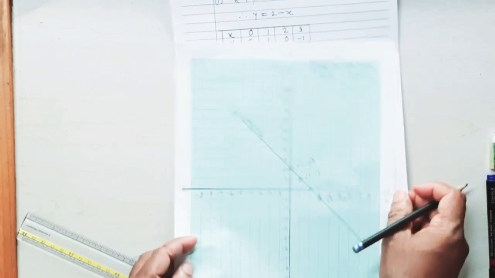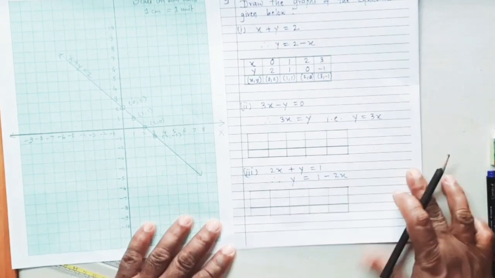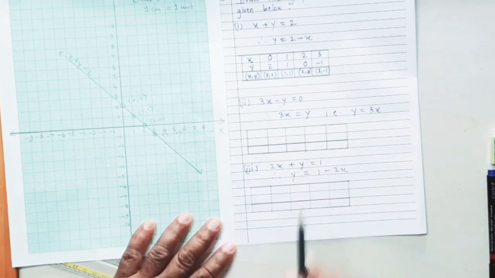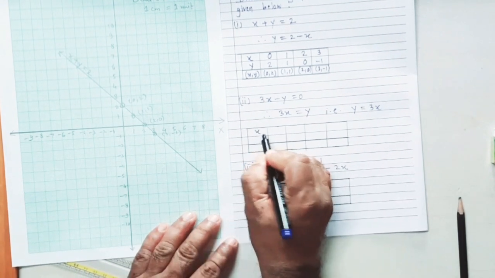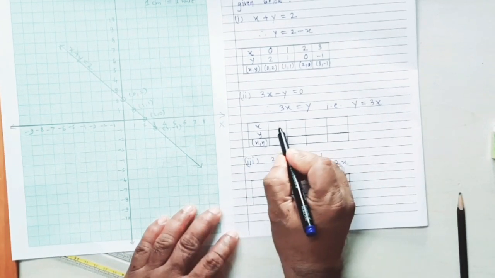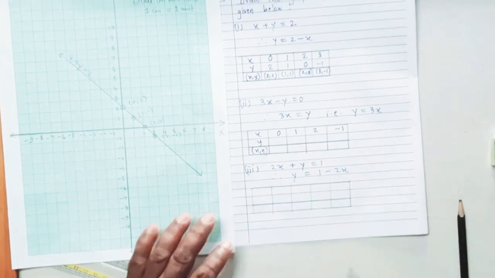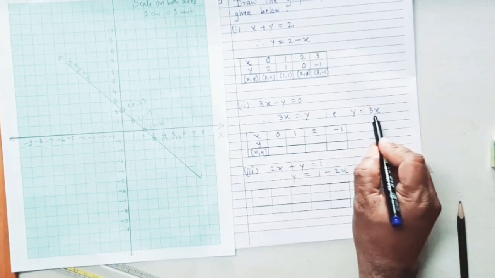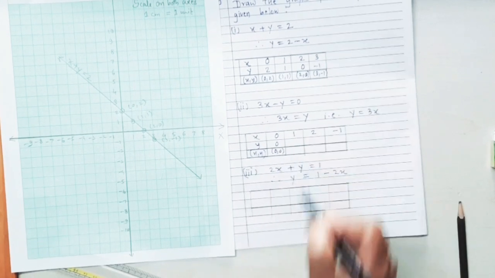Now we will draw the second line, which is 3x minus y is equal to 0. Therefore 3x is equal to plus y, that is y is equal to 3x. Now in the same manner, for the x coordinate, y coordinate and point x and y, we will choose 3 values of x: 0, 1, 2 and minus 1. Now put x is equal to 0. So 3 into 0 is 0, that is y is also 0. So the first point is 0 comma 0.